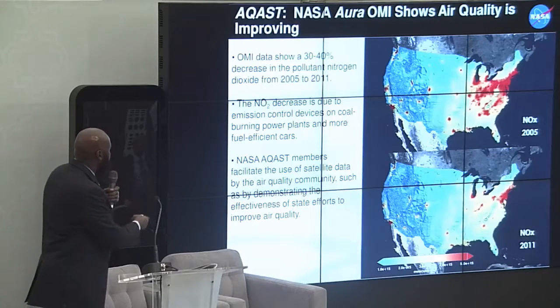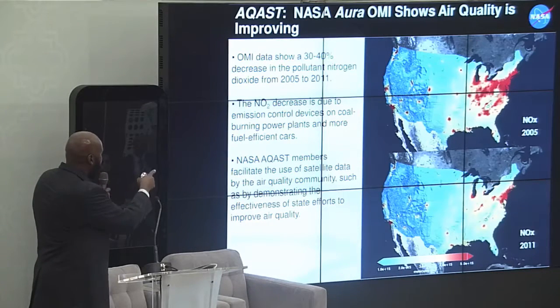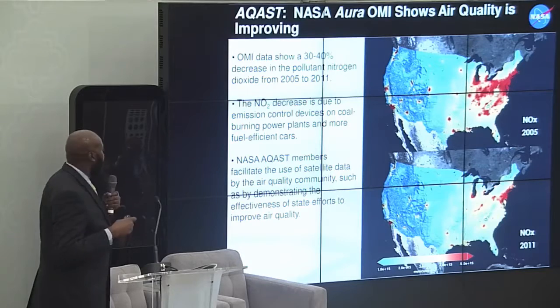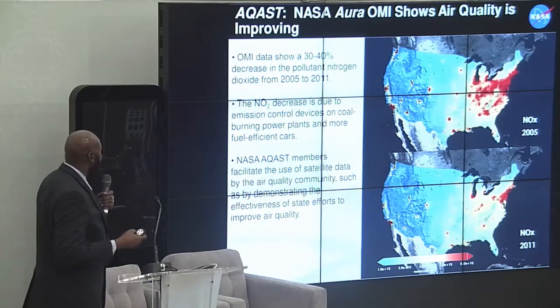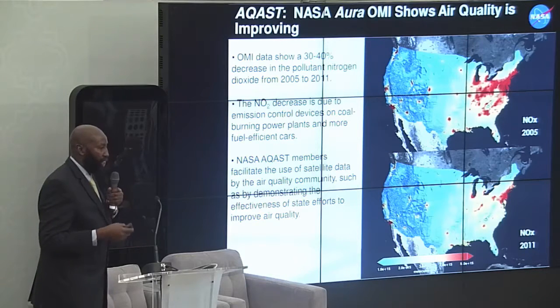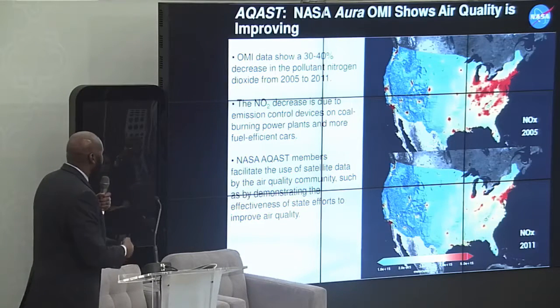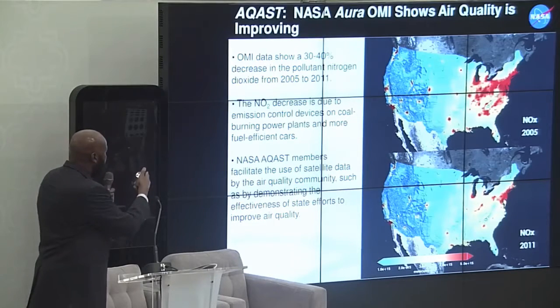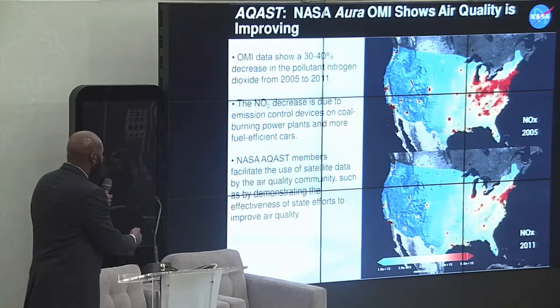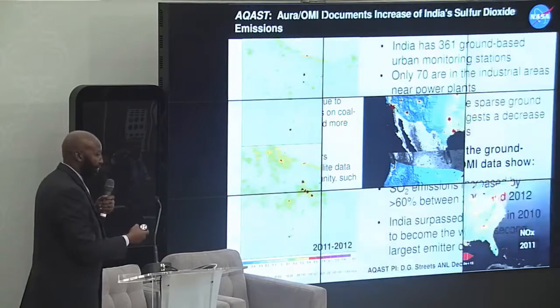Okay, again, this is the same thing showing the improvements in air quality between those two. And as I said, these improvements are due to technology, emission control devices, and more fuel-efficient cars over the last few years. And so NASA's air quality science team continues to produce such proofs that the regulations are doing something positive, so that we can get more regulations.